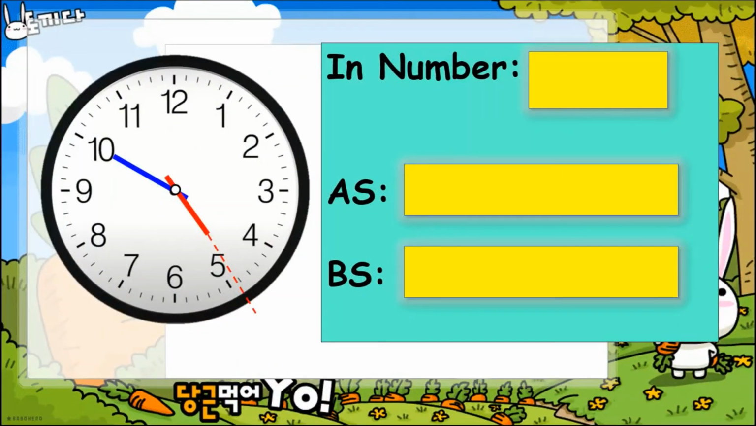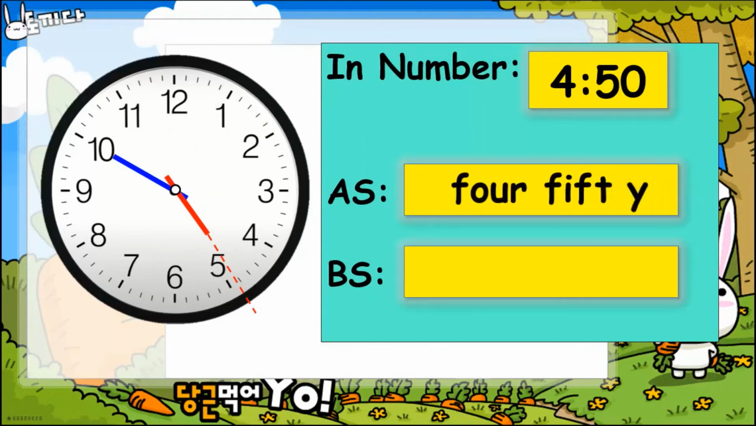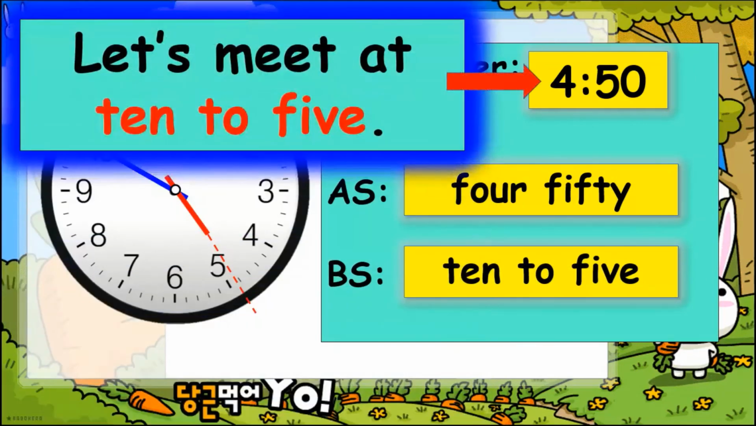Look at this picture. The hour hand point almost to 5, but haven't reached 5, so it's still in 4, and the minute hand points at 10. In number, we write as 4:50. We read it as 4:50 or 10:05 in British style. So let's meet at 10:05 means let's meet at 4:50.